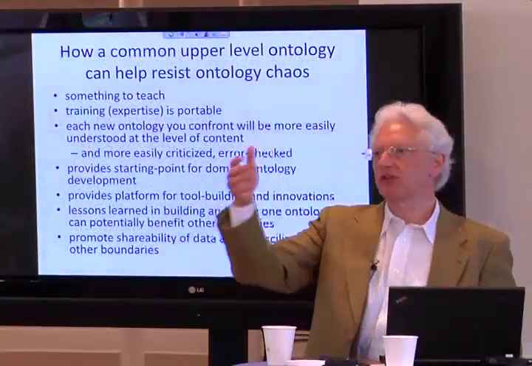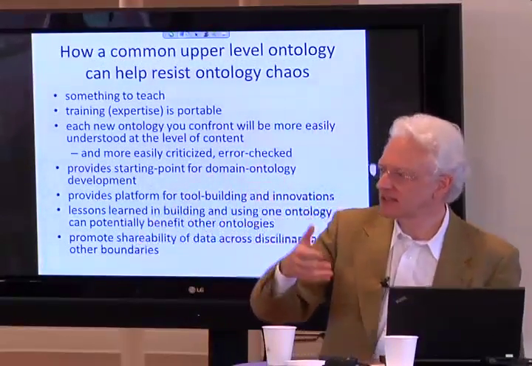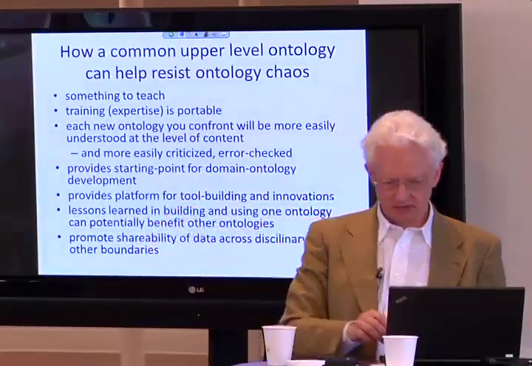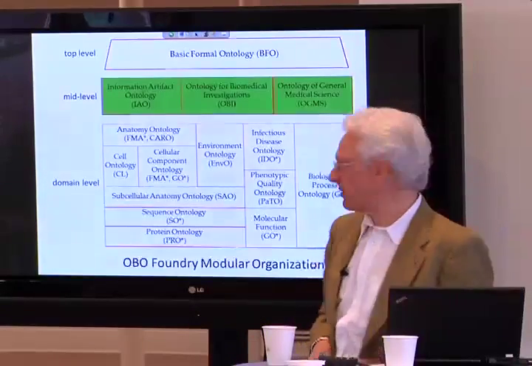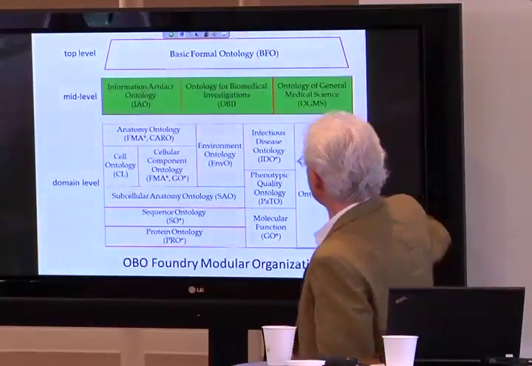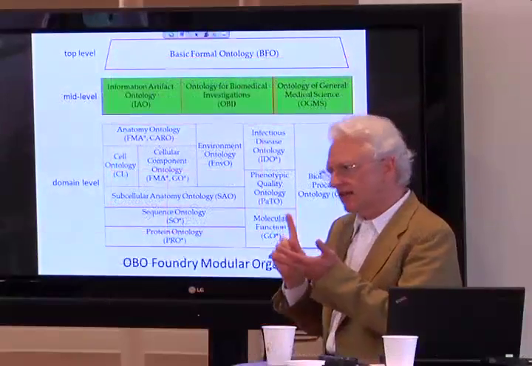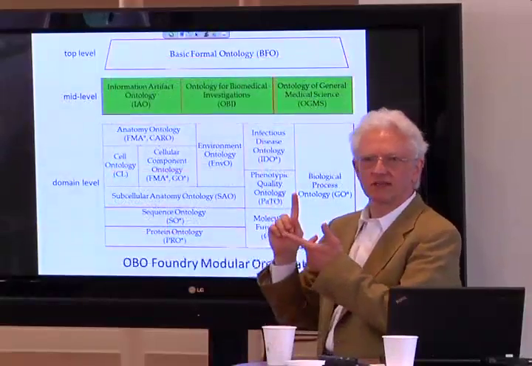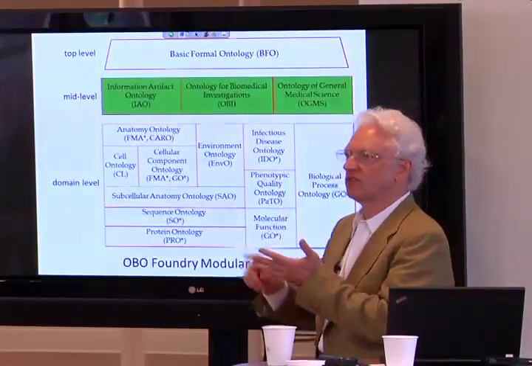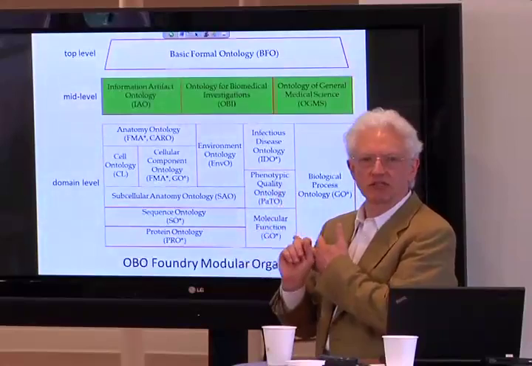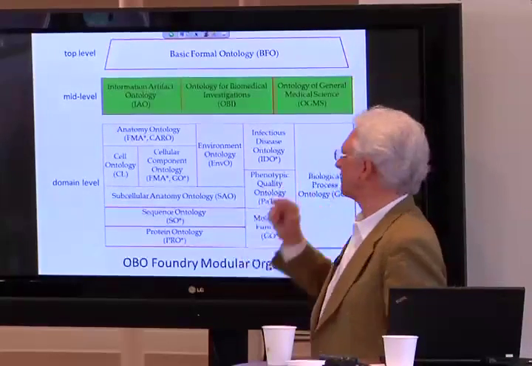So other people can use the ontology because it's compatible with the ontologies that they already use. So this is the picture. Basic formal ontology is at the very top. We have, just mentioning these at random, the Information Artifact Ontology, which is an ontology for entities like data, database, text, document, publication, those kinds of things, software.